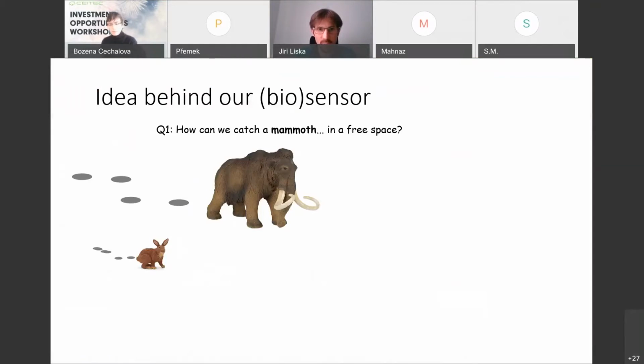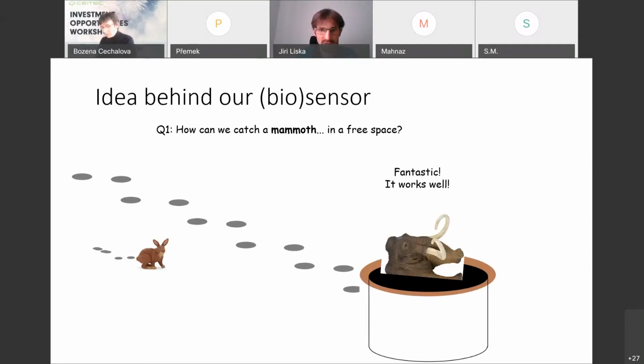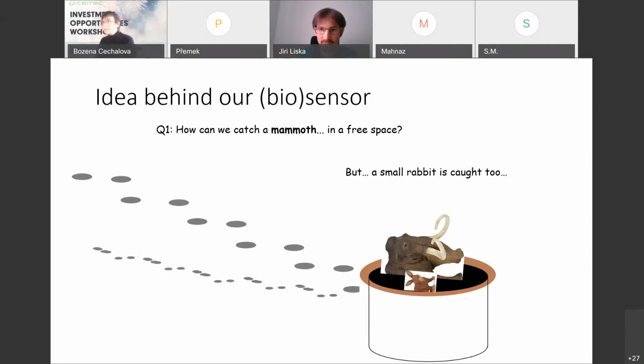Question first: how can we catch a mammoth in a free space? We can use a big hole. It's fantastic, it works well. However, a small rabbit is also caught in the hole.